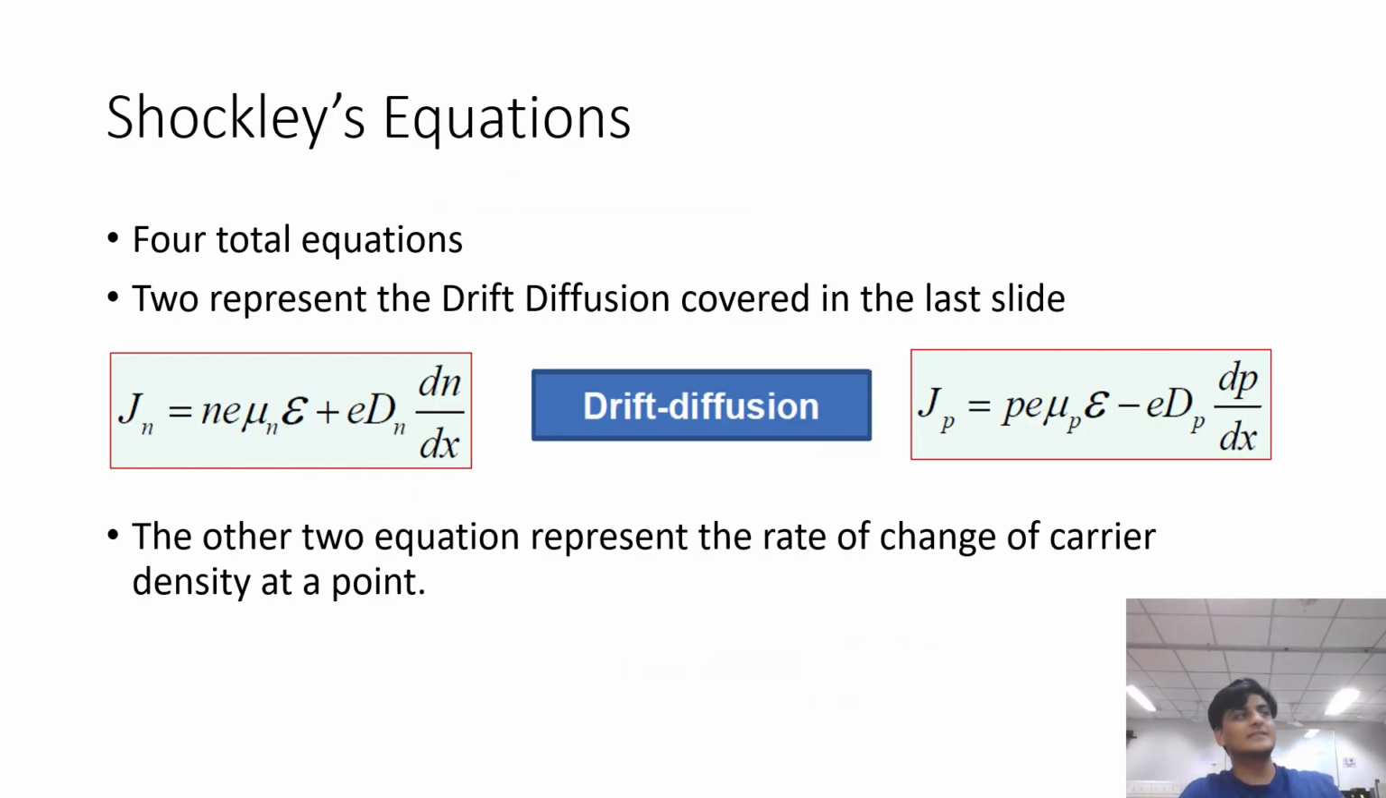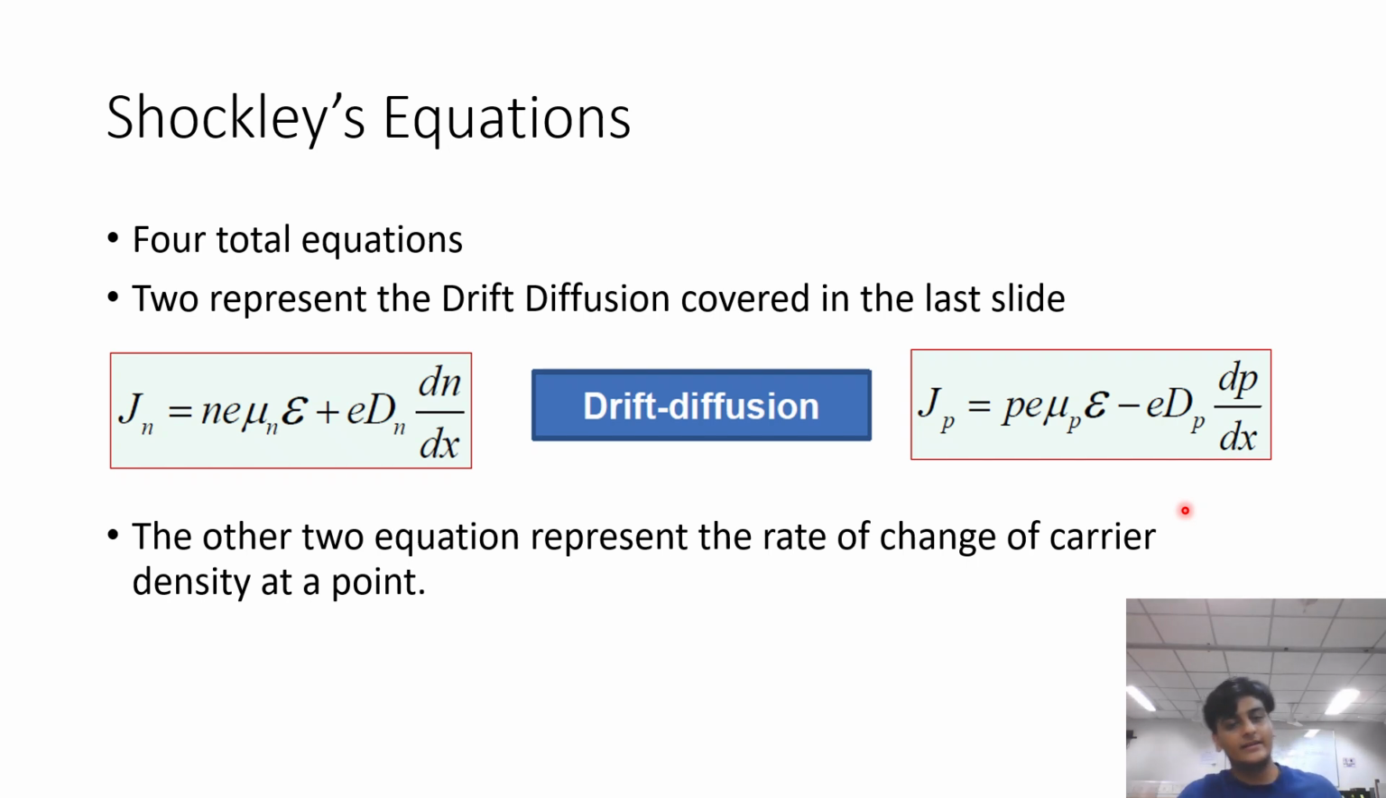Cool. So the next thing we're going to get into is Shockley's equations. Shockley's equations are a set of four equations which represent the dynamics of a semiconductor, and combining them with Gauss's law gives you all the equations that you need to represent any type of movement or flow in the semiconductor. Now, the first two Shockley equations are exactly the ones we saw in the last slide, the drift-diffusion equations, which give us the net electron current and the net hole current.